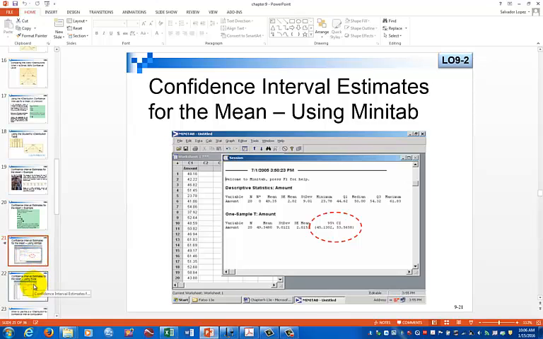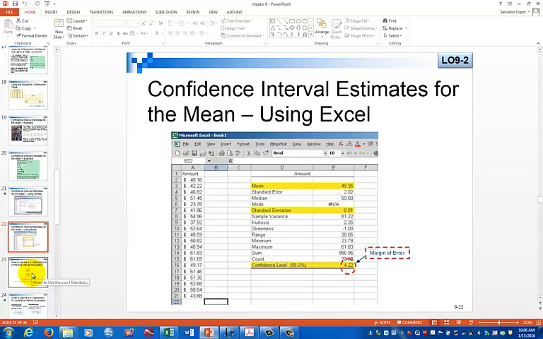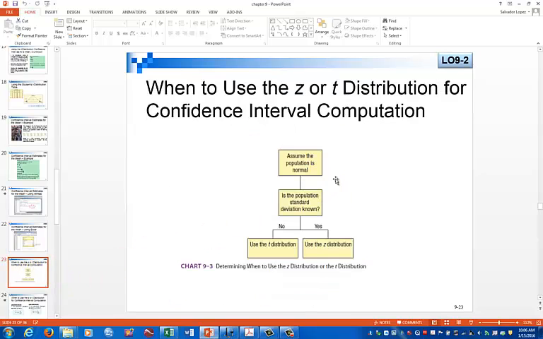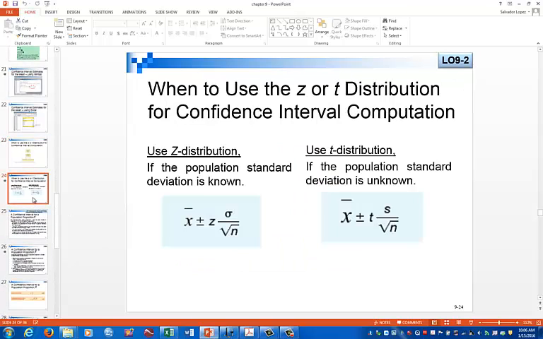And these are commands related to Excel and Minitab. I just showed you this one. It's normally distributed. Notice here, if the values of X are normally distributed, then we ask ourselves, is the population standard deviation known? Well, if we don't know it, we use the t-distribution. And if we know the standard deviation, we use the z-distribution. All right, that is very important. Please keep that in mind.